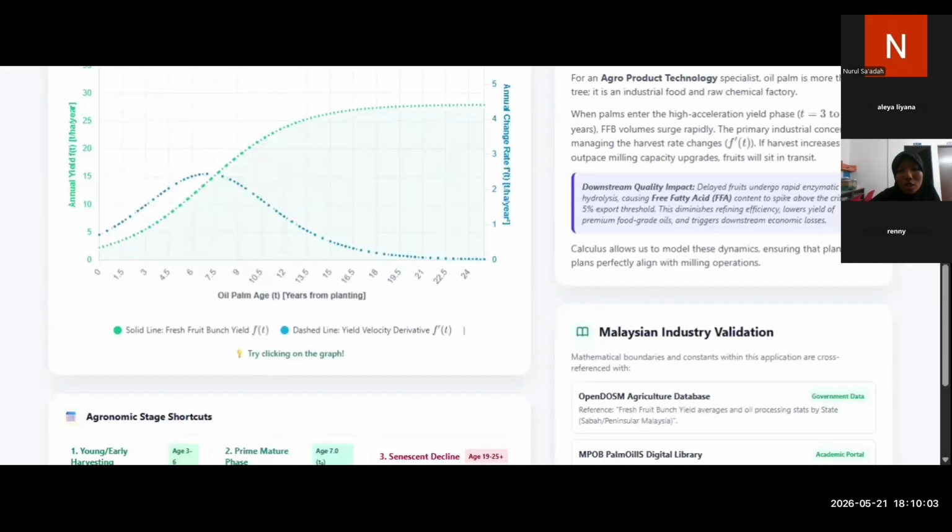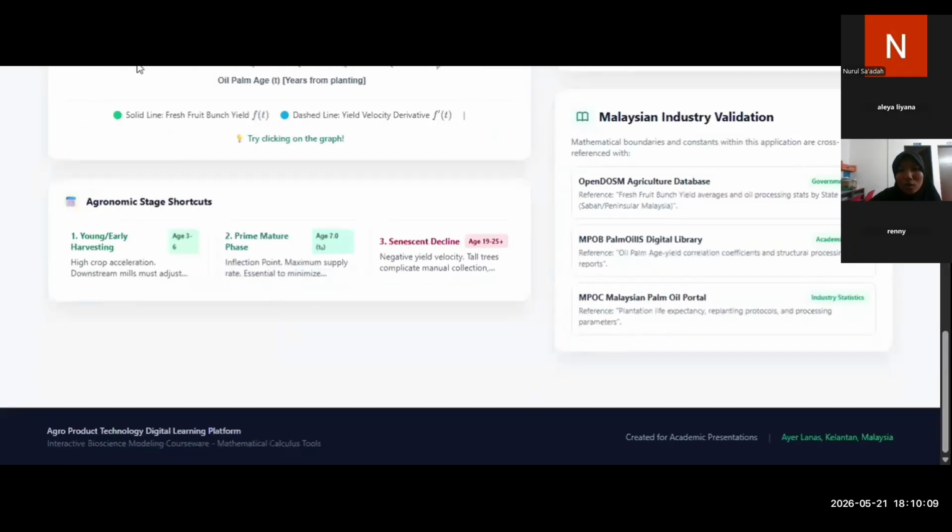Finally, we utilize ergonomic stage shortcuts. Calculating a plantation's multi-decade life cycle day by day is computationally heavy and inefficient. The function of these shortcuts is computational optimization. By grouping the tree life cycle into distinct macro stages such as immature, young mature, prime mature, and senescent, the algorithm can skip granular daily calculation and use optimized mathematical shortcuts to instantly project long-term 20-year yield horizons.